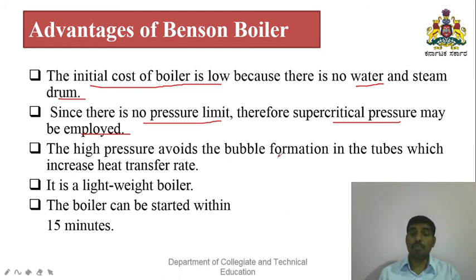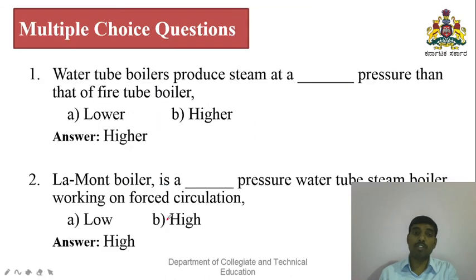The high pressure avoids bubble formation in the tubes, which increases the heat transfer rate. In the Lomond boiler, bubble formation is a major problem. Here, steam at high pressure, more than 225 bar, is supplied in the form of water. As it is supplied to the boiler, there is an absence of bubble formation. This will increase the heat transfer rate, and for this purpose the efficiency also increases. It is a lightweight boiler and it can be started within 15 minutes. These are the main advantages of a Benson boiler.